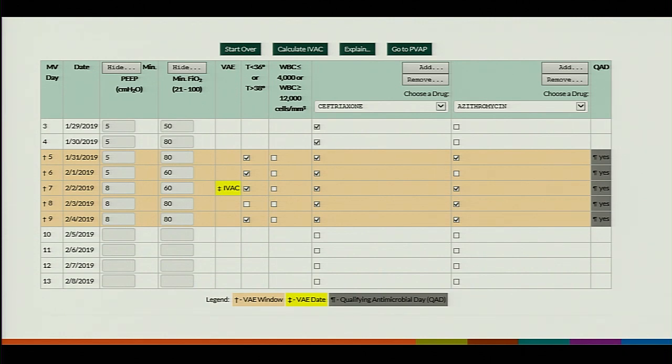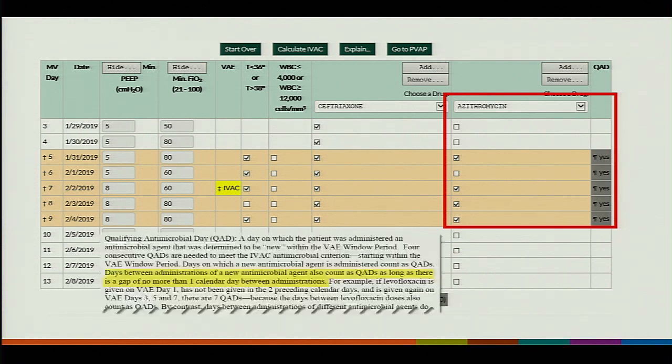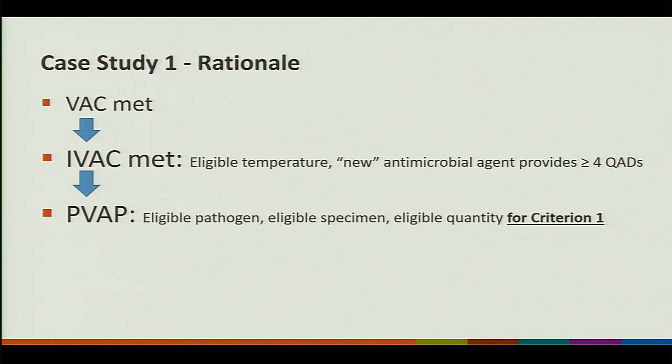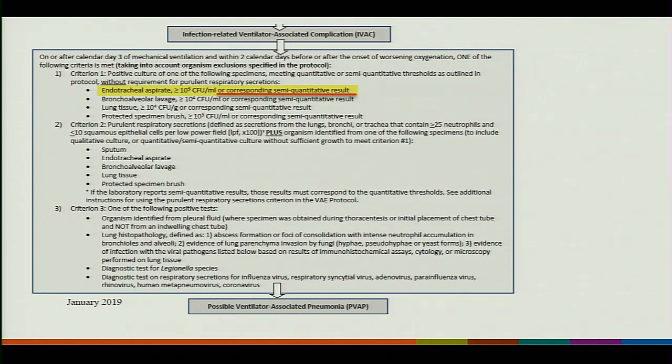azithromycin. And note that there's a gap on 2.1, and for whatever reason there was a missed dose of azithromycin. But when it's the same agent, the days between administration count, and this is, as Tara covered, the attempt to address renal dosing, so that if you have a patient that's getting antimicrobial agents every other day, that we're able to capture those and not miss meeting the QAD. So we met the IVAC, we get to the PVAP, and we are eligible for the criterion 1.